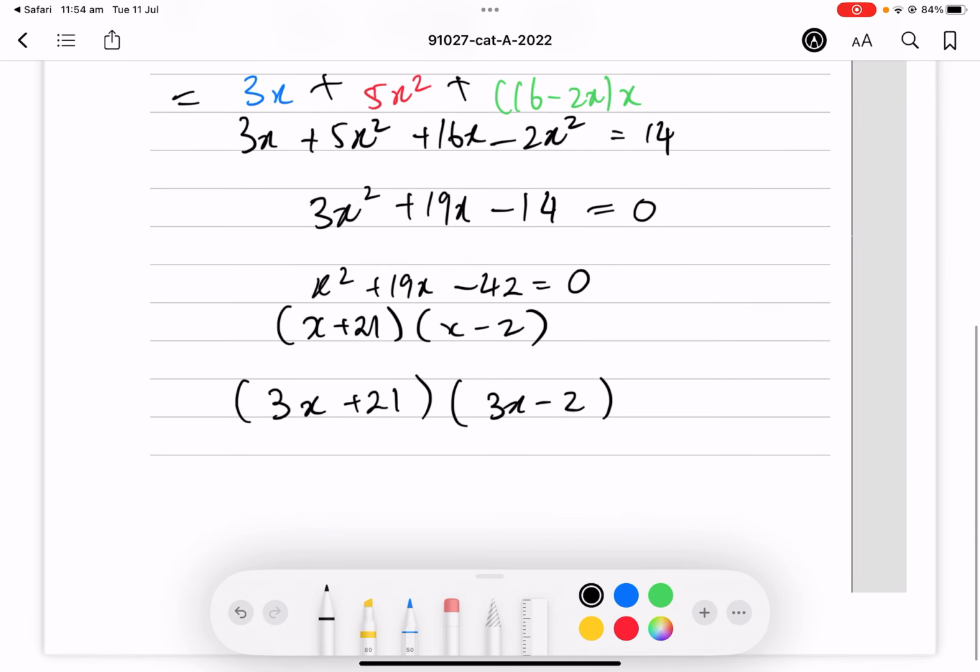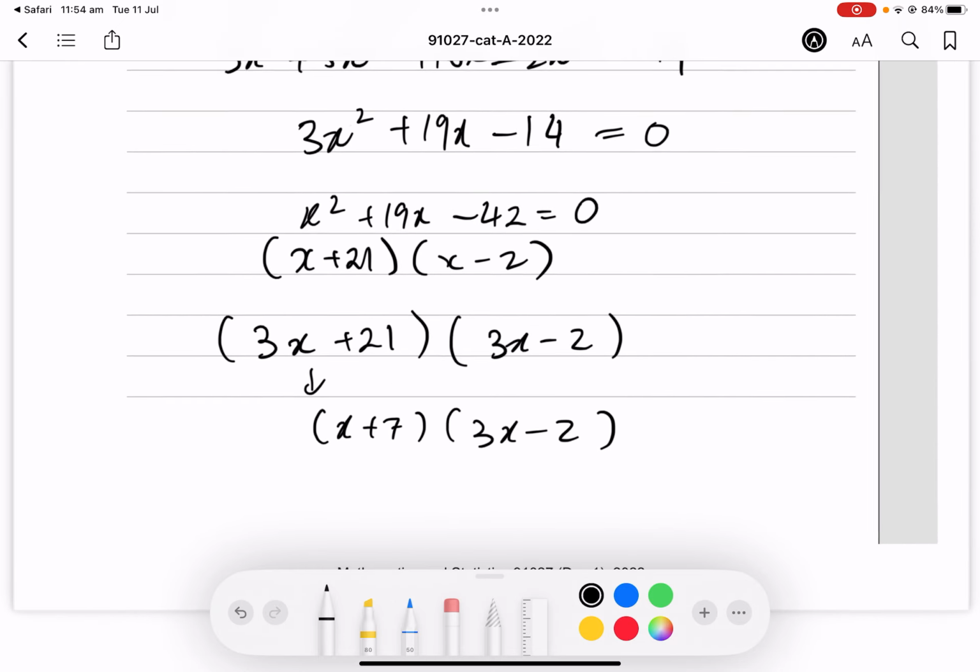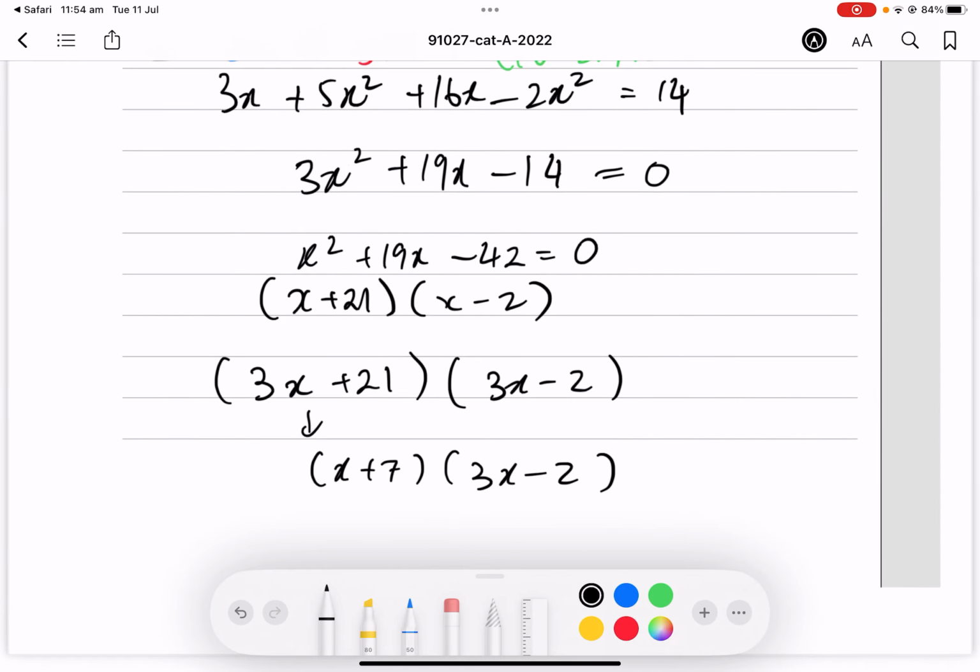And we want to reduce into the simplest term. So in this first bracket here, the common factor is 3. So this will be reduced to x plus 7. There's no common whole factor for 3x minus 2, so we'll just write it as is. And this will be the factored expression of our polynomial. So we have x plus 7 and 3x minus 2. So this will give us solutions of x equals negative 7 and x equals 2 over 3.